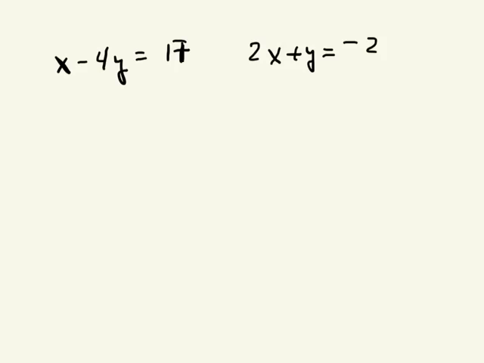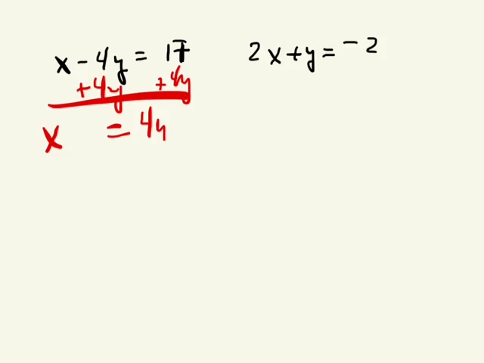It's not always set up exactly, where you're ready just to go and sub in. Sometimes you have to actually solve for a variable. So if you look right here, we're going to solve for this x by adding 4y to both sides. So that's what I'm going to do. I'm going to add 4y. I'm going to add 4y. So I'm going to get x equals 4y plus 17. Okay, now I can take this 4y plus 17. I can slide it over here in here for x.